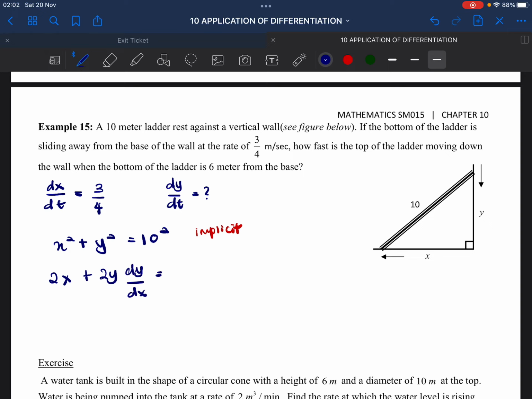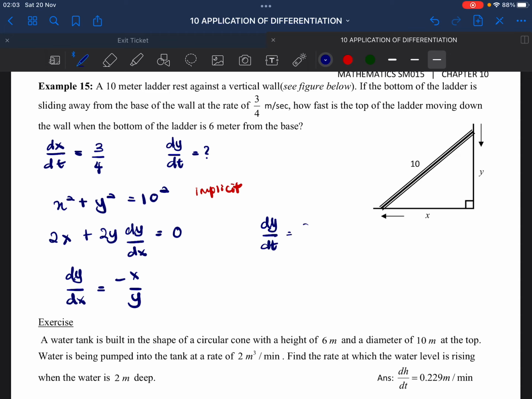Now back to our chain rule. We will have dy over dt equals dy over dx multiplied by dx over dt. dy over dt is what we want to find. dy over dx we already have from the formula. We have dx over dt from the question. Now we can find our dy over dt. So negative x over y multiplied by 3 over 4. The answer here is negative 3x over 4y.